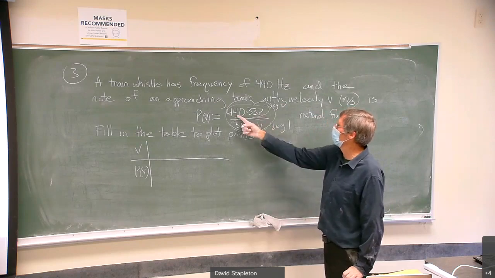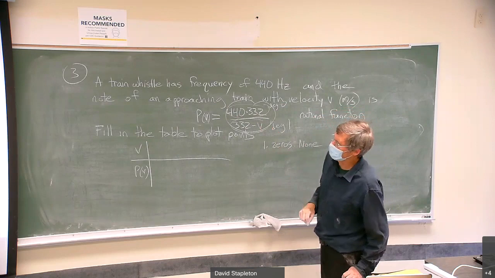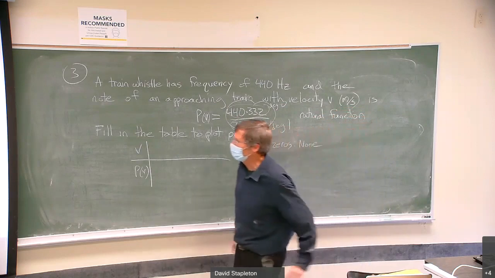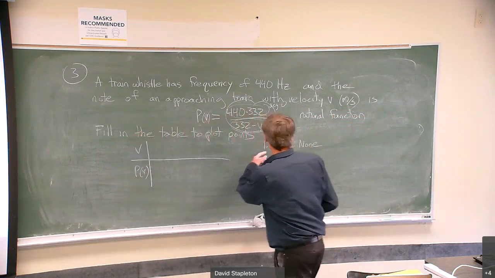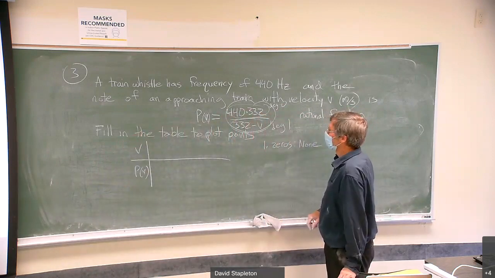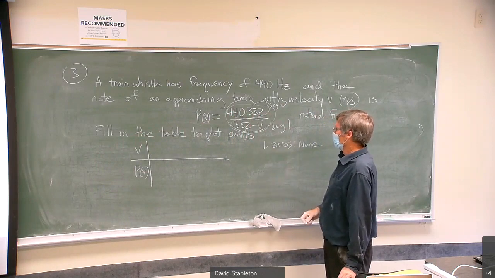There aren't any. The numerator is never equal to 0, so I'll just put none. Or they may say DNA on there. You're going to have to see what the instructions say. Anyway, for plotting, I'll say there are no zeros, no places where the pitch is 0, because the numerator can't be 0.